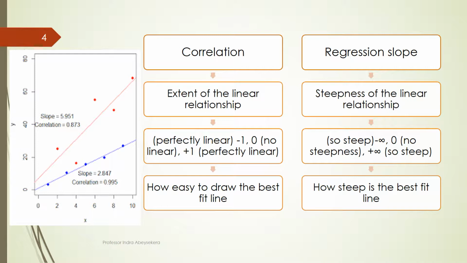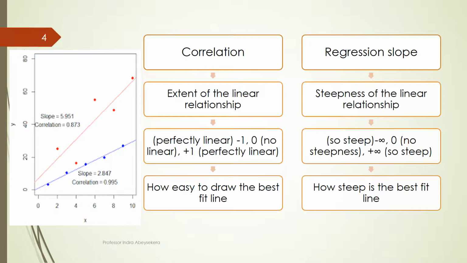But if you look at the orange line, we can see the data points, the outcomes in relation to the variation in X, are quite dispersed. And if we draw the best fit line, we can see that some of these dots are far away from the best fit line. So the linearity is far less than the blue line. So the correlation is 0.873.